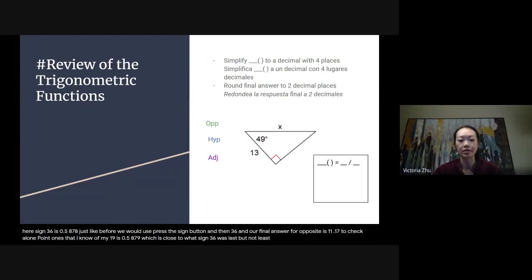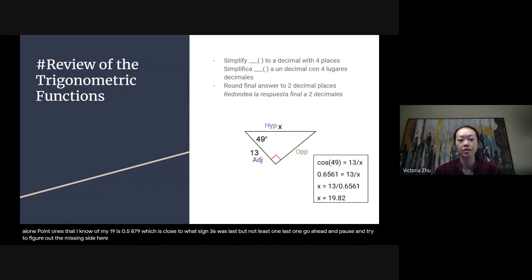Last but not least, one last one. Go ahead and pause and try to figure out the missing side here. So now with our reference angle as 49, 13 is our adjacent, x is hypotenuse, opposite is nothing. And so now we have cosine is what works with hypotenuse and adjacent. Cosine 49 equals 13 divided by x. Now this time x is in the denominator because that's hypotenuse.